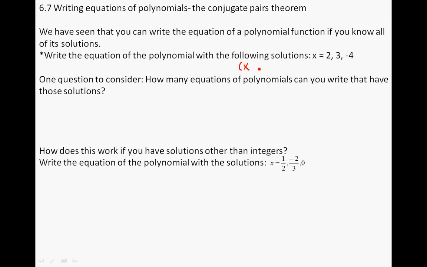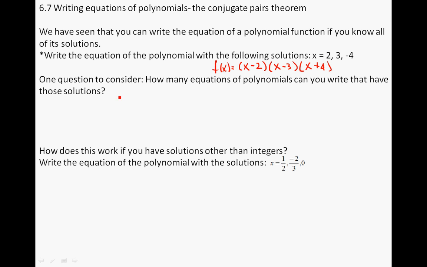For 2, you would write x minus 2 as a factor. For 3, you would write x minus 3. And for the negative 4, you would make it an x plus 4. And then this would be a polynomial that works. Okay, I do want you to keep in mind that it's probably not the only polynomial that works.